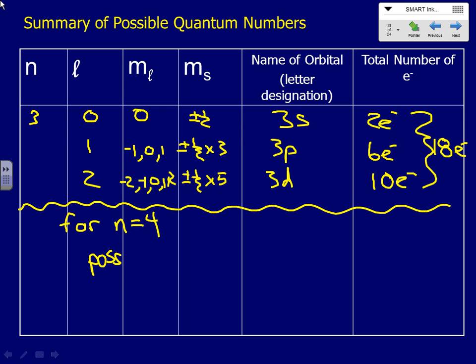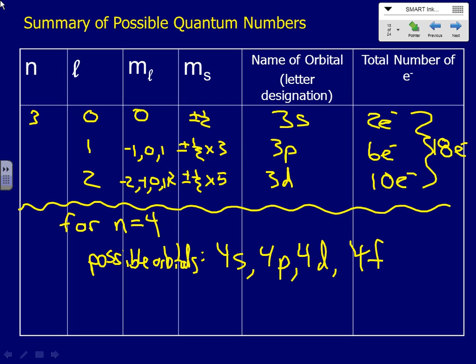Is it possible or possible? Possible orbitals. Tell me the possible orbitals that can exist in the 4th. Yep. I can have a 4s. I can have a 4p. I can have a 4d. And I will have a 4f. Right? Because that's going to be the next one. How many electrons can go in these things? How many electrons can go into the 4s?